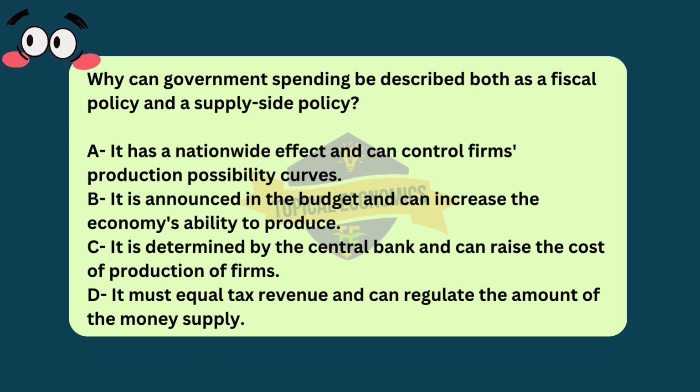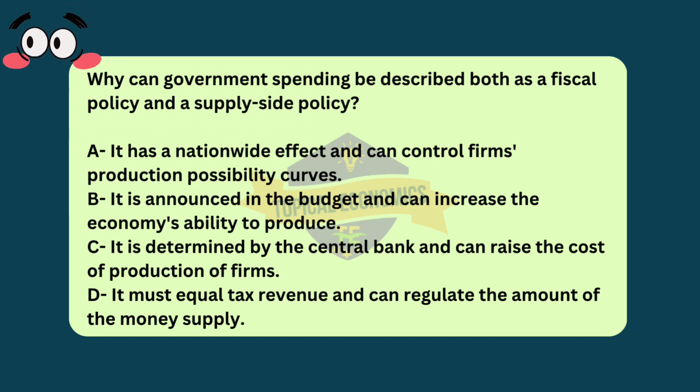The correct answer for this question is option B. It is announced in the budget and can increase the economy's ability to produce. Fiscal policy. Government spending is a key component of fiscal policy, which involves changes in government spending and taxation to influence the overall economy. When the government spends money on infrastructure, education, healthcare, etc., it directly stimulates demand, potentially boosting economic activity and reducing unemployment.